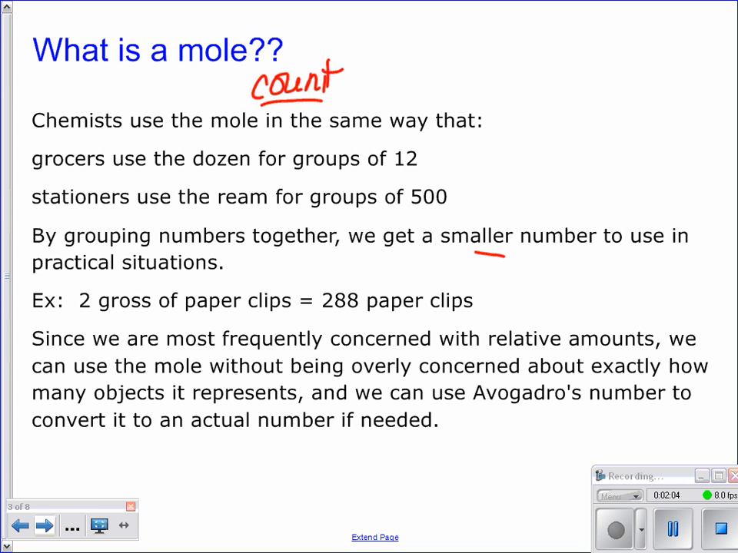For example, if you have 288 paper clips, instead of really counting all those out, you can just work with 2 gross of paper clips. That's just kind of a more, I guess, familiar example. Since we're frequently concerned with relative amounts, we can use the mole without being overly concerned about counting each of those tiny little particles, the atoms or the molecules, and converting it.